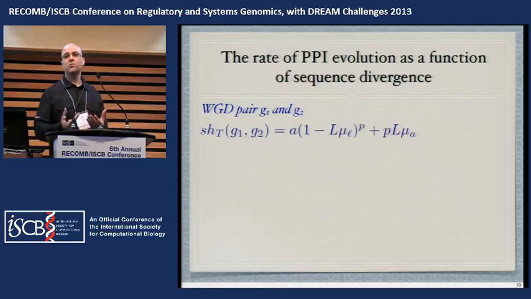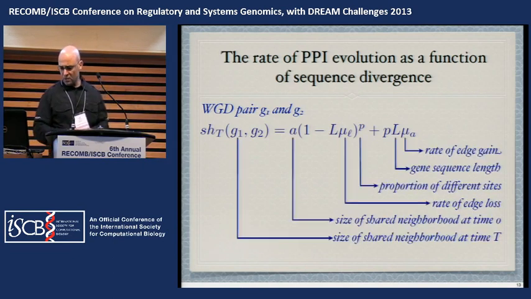Because it is expected that when duplication happens, the sequences are identical. It makes sense to assume that they have exactly the same neighbors. So at time 0, this SH_t of G1, G2 is 1. But the question is what that value is after t time units. In this formula, you have the parameter A, which is the shared neighborhood size immediately after duplication, and then we have two rates, mu sub L and mu sub A, which are the loss and gain of these protein interactions, and we have L and P, the sequence length and the proportion of sites that differ in each one of the protein pairs.